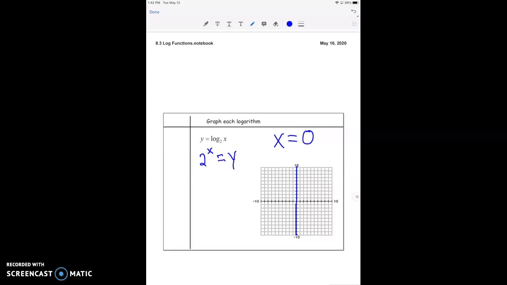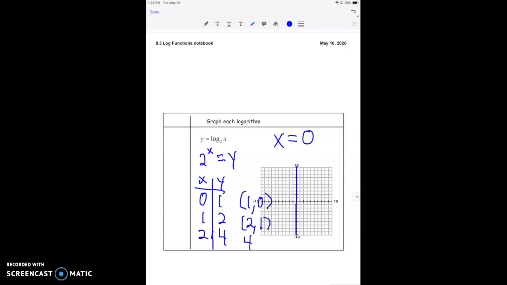Now I'm going to make my little chart. I'm going to use 0, 1, 2 for my x's, and all I'm doing is plugging them in. 2 to the 0 power is 1. 2 to the first power is 2, and 2 to the second power is 4. Now because I switched my x and my y, I have to switch it back. So when I graph it, my points are actually the opposites of what you see. Instead of 0, 1, it's actually 1, 0.